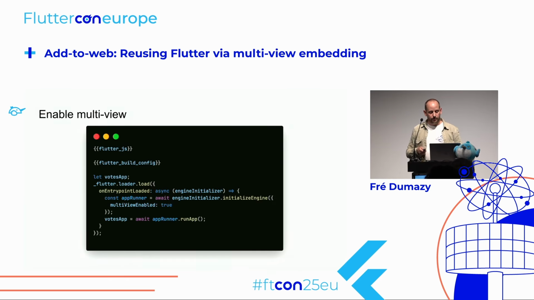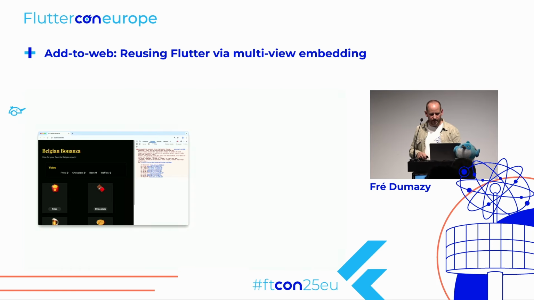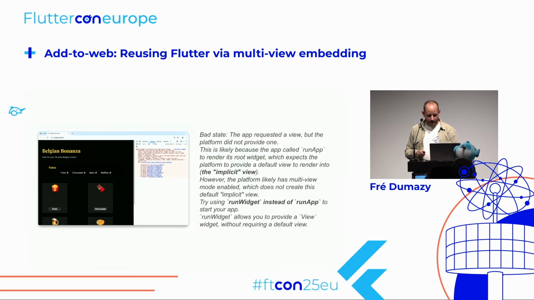Now, to enable multi-view, we simply pass in the multi-view enabled flag. And that should be it, right? Another thing that we'll need would be a reference to the app object that we get back from running the app. So let's try that out. Well, we get an issue. And this issue contains a lot of text, well explained actually, but it talks about the implicit view that is missing and suggests to use run widget instead of run app.